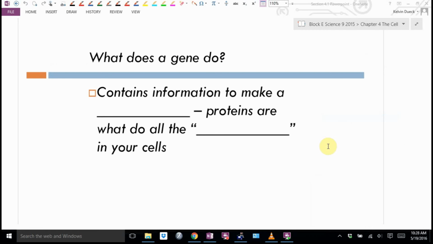So a nice video, good graphics, and I hope that kind of put everything together. So what does a gene do then? A gene contains information to make a protein, a specific protein. Okay? By the way, that would be the definition of a gene. A gene contains information to make a specific protein. And remember, proteins are what do all the jobs in your cells. In the video that we saw at the beginning of class, they were the robots.